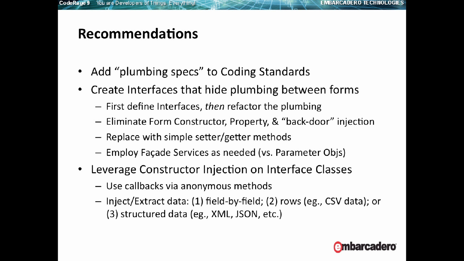And if you need to send a whole bunch of data, then define some facade services and employ them where needed. You also want to leverage constructor injection on the interface classes, like what I showed you just a little bit ago. You want to use callbacks through anonymous methods. And then this will allow you to inject and extract data on whatever granularity you want. It could be field by field, could be row by row, could be structured data.